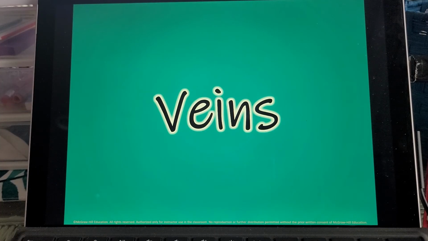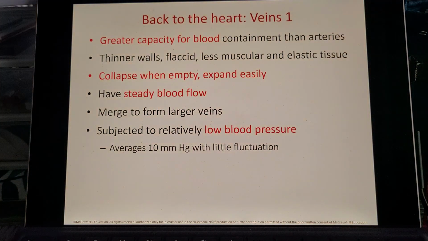Okay, and lastly, we'll go to our veins, going back to the heart. With our veins, their job is just to receive blood. There are different structures that help with blood flow back towards the heart. They do have a greater capacity for blood because their job is, again, just to receive the blood and help it get back towards the heart. They'll collapse when they're empty because they just don't have the structures to prevent it, and that also allows them to expand easily because they lack such structure.